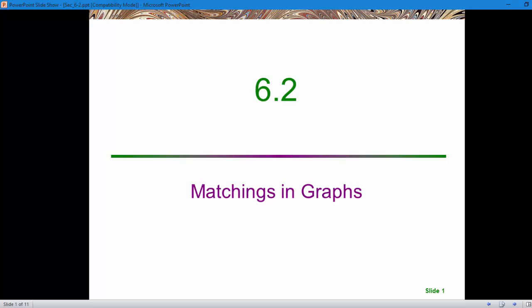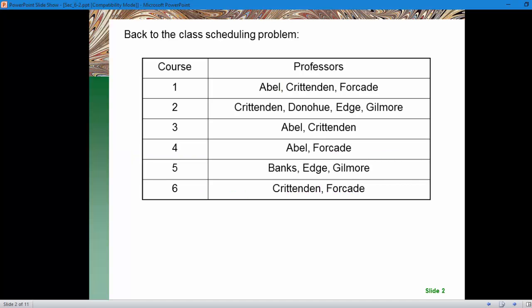In this section, we'll look at a way of modeling matching problems with graphs. Let's go back to the class scheduling problem from the last section. You remember that we tried to solve this matching problem by finding a special tuple where each entry of the tuple was distinct. And if you remember, we created sets for each course.